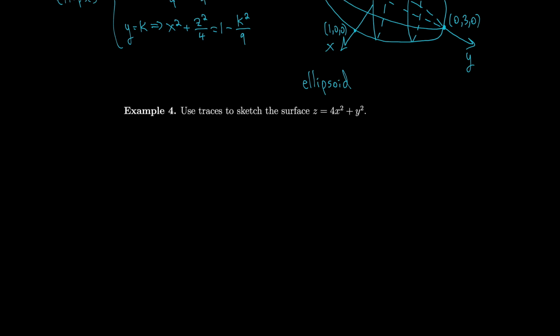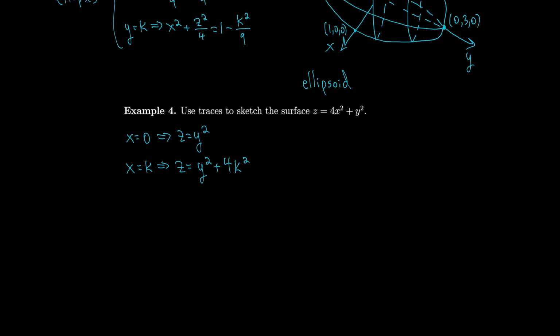Alright, let's use traces to sketch z equals 4x squared plus y squared. So again, how about we set one of the variables equal to 0, how about x is 0? Because then you just get z equals y squared. So it's an obvious parabola in the yz plane. So again, in general, you could just now set x equal to some constant and see that it's just going to be a parabola in the yz plane because adding some constant doesn't change anything.